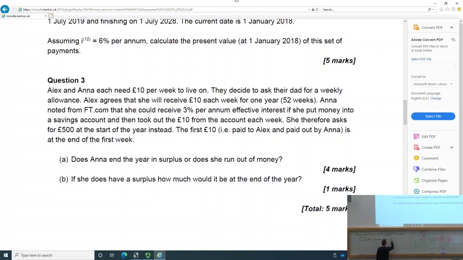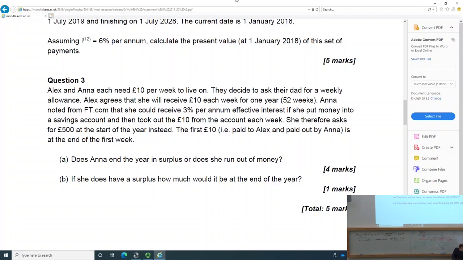So what does it imply? Present value of the outgo is higher than the present value of the income, the 500, which is given to Anna at outset. So she runs out of money. I don't think she'd go to prison. I think there'd be another source of money at the end of that.